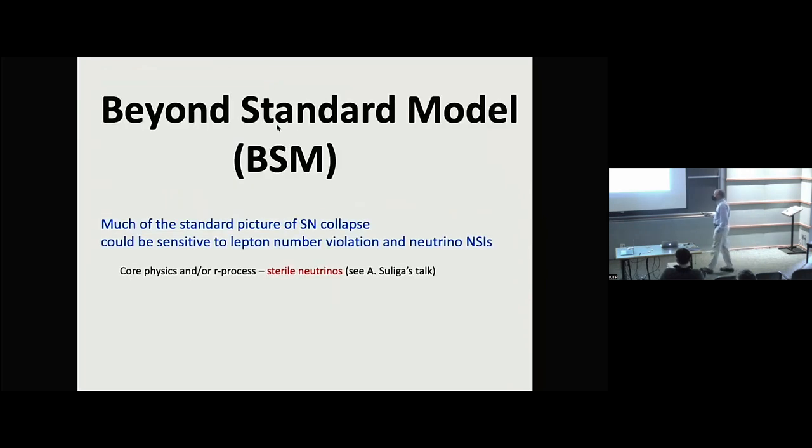Finally, let me finish by talking about beyond standard model physics. I just told you how the whole supernova story is very sensitive to lepton number violation. That's interesting. So much of the standard picture of supernova core collapse could be sensitive to that, and also maybe core physics and the r-process. And so I think Anna Saligo will talk about that next.